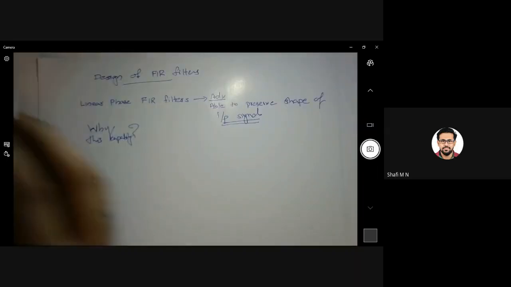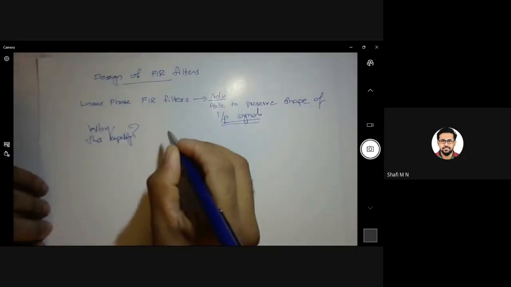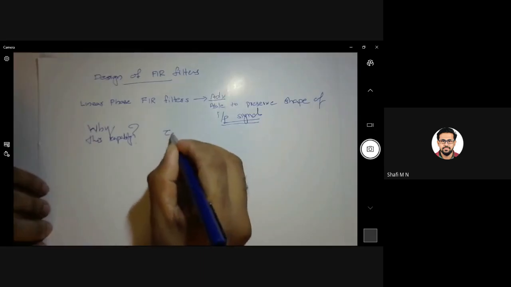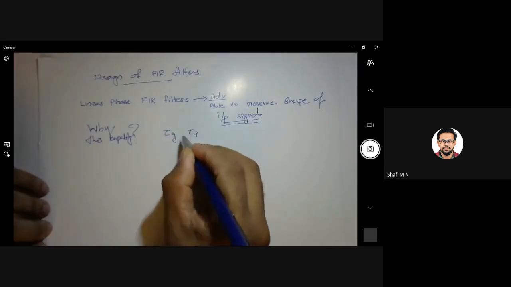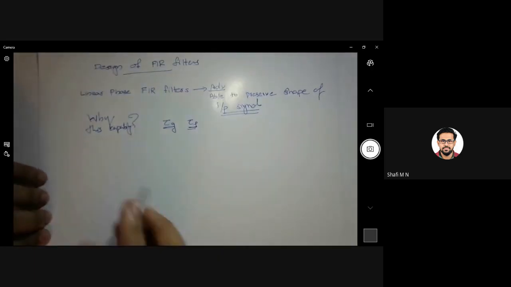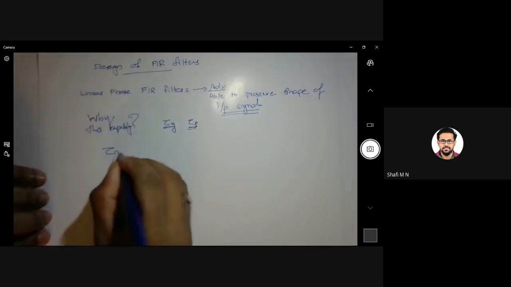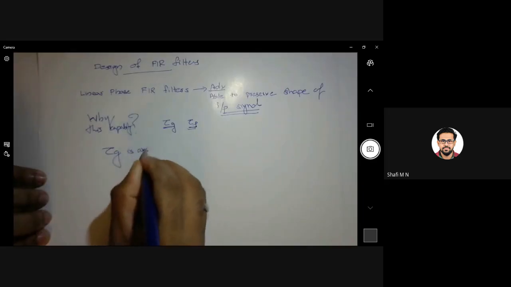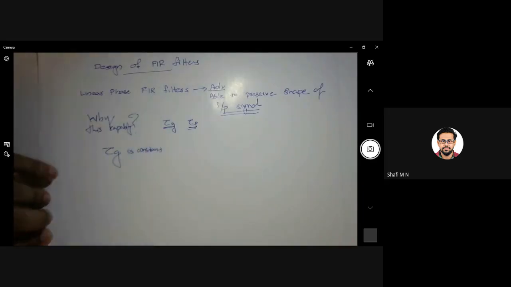Group delay constant. We analyzed these things with the help of two quantities, group delay (Tau g) and phase delay (Tau p). We have seen that the group delay is constant for this category of systems, and that's why they are able to achieve this.